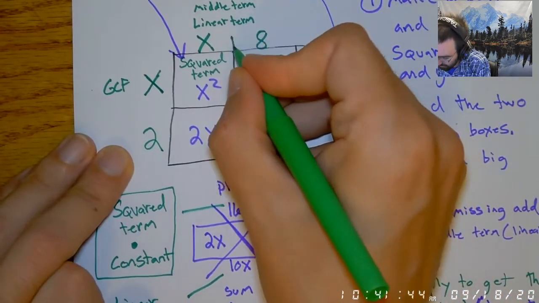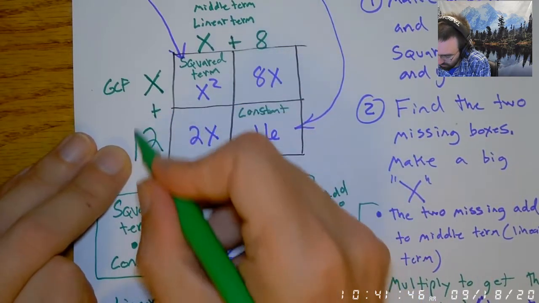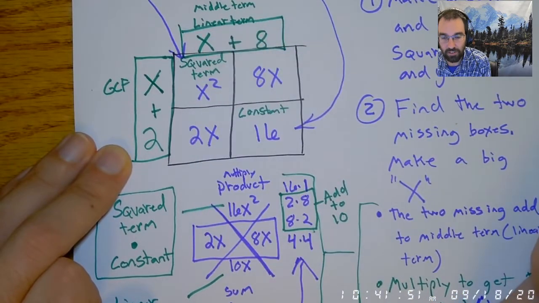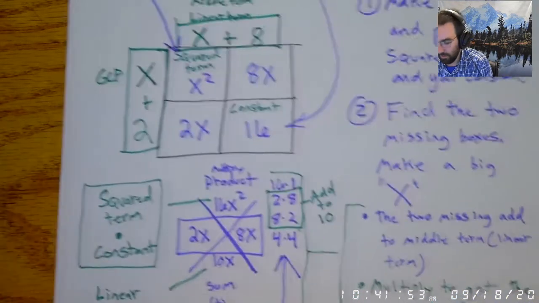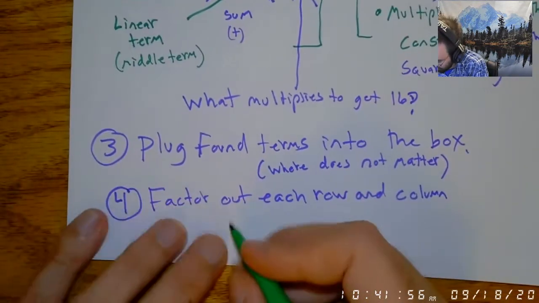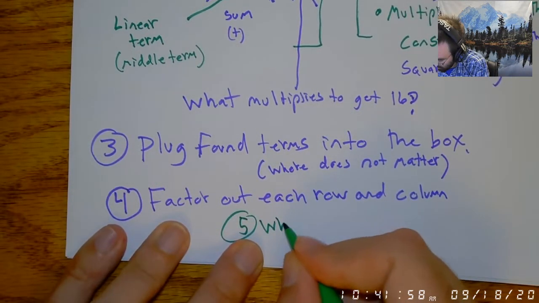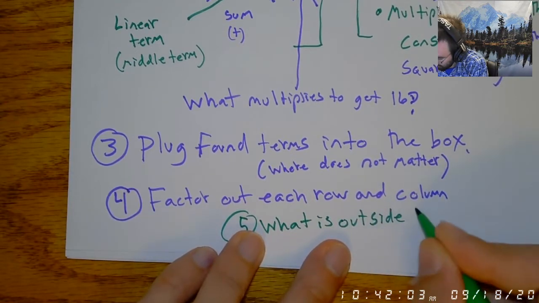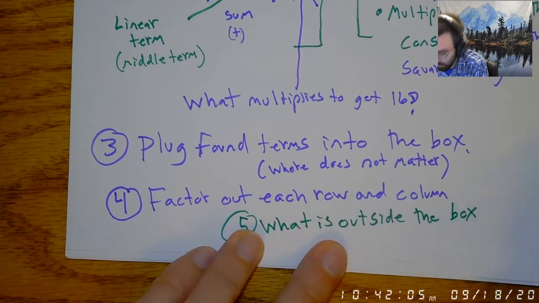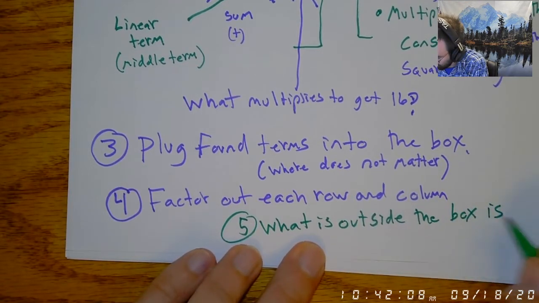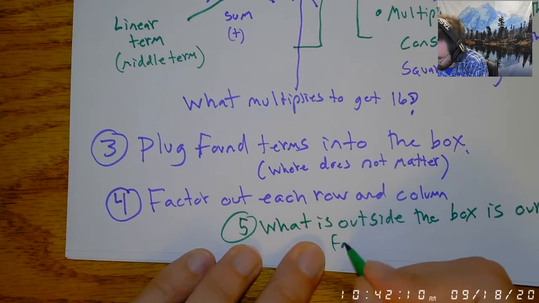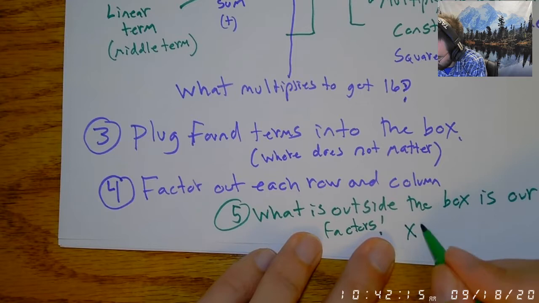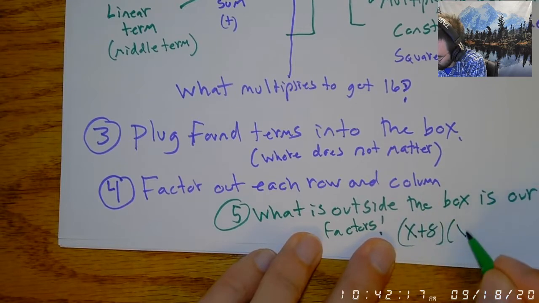Well, hey, guys. And you can double check for me. Are these our factors? Yeah. So just the last step. What is outside the box? What is outside the box is our factors. So the answer is x plus 8 times x plus 2.